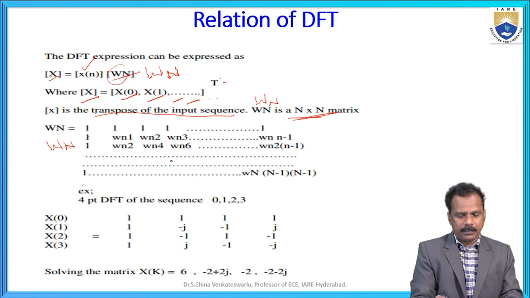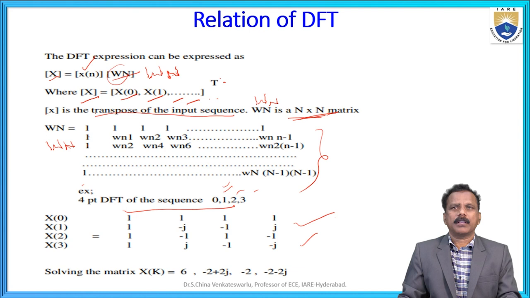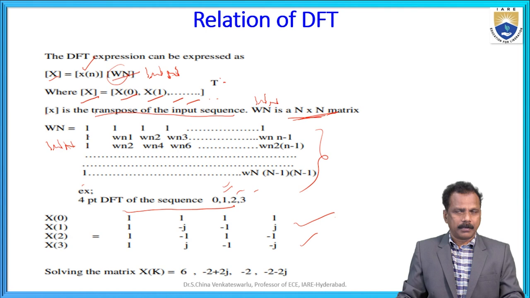How do we know this? Here the 4 point DFT of the sequence is 0 1 2 3 and so on, x of 0 equals like this. How have we verified all this? Like this, we should follow this efficient computation with reference to the discrete Fourier transform. Like this, we will verify all of that theoretically as well as manually, the efficient computations while you are using the DFT.